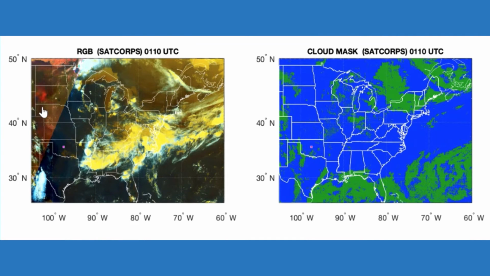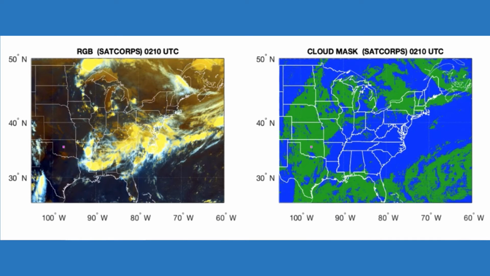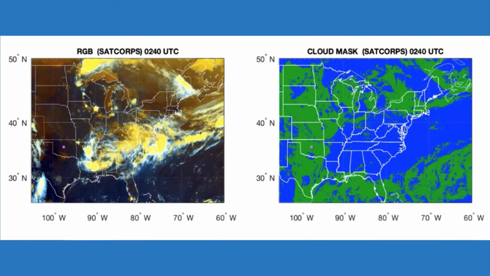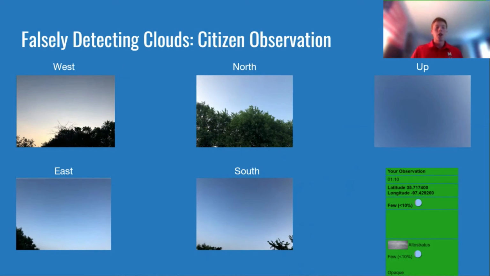In the RGB animation, there doesn't appear to be much of any. And what really reassures us that this is false cloud detection is then as the terminator passes through, it clears up again. So you're going to see as the terminator line passes through, the Midwest then clears up and is back to normal.